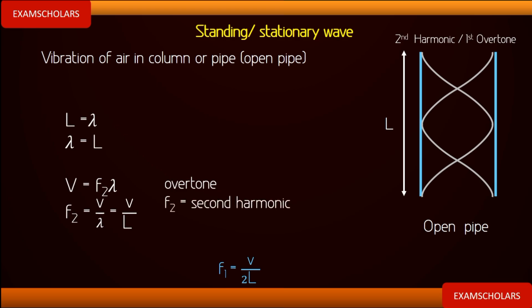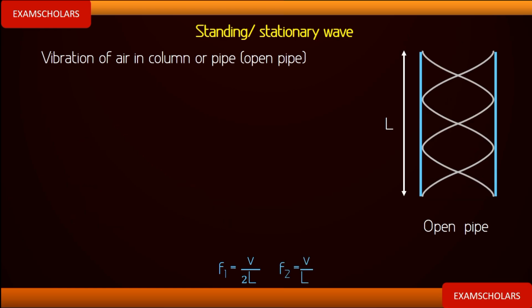So overtone or second harmonic. You have F2, which is known as what? Second harmonic or first overtone. So you write it here. Okay, F2. Now, the third pattern, which is called third harmonic or second overtone.